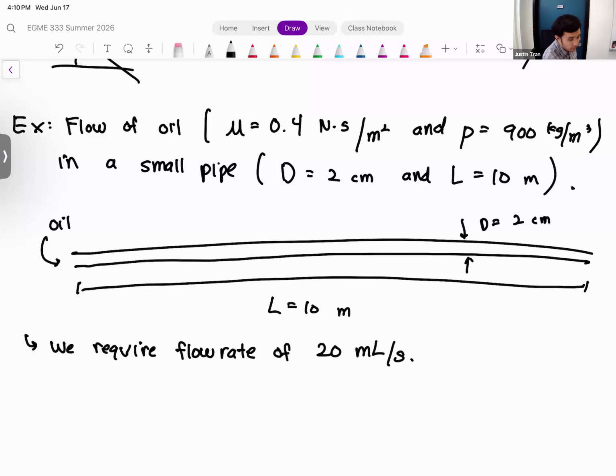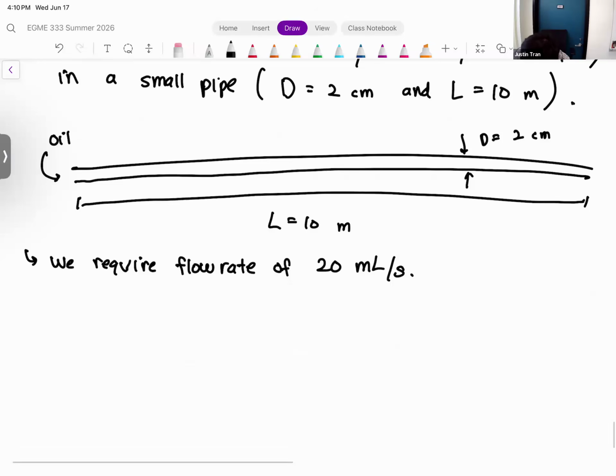All right, and we want to answer the following questions. And so there's four parts of this problem. But you'll see that all four parts are fairly similar. Okay, so first thing we're just going to say, is the flow laminar or turbulent?